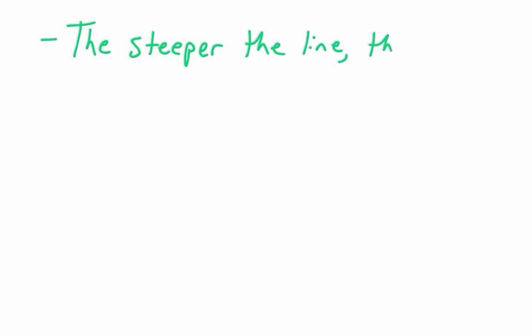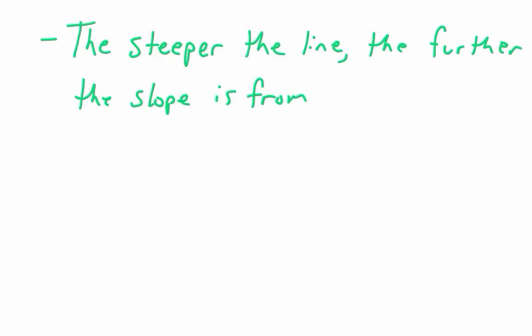Last bit is this here. The steeper the line, the further the slope is from 0. So the steeper the line, the further the slope is from 0. I'm just going to throw a bunch in here. If you know this, again, skip it if you want to, but something like this: small slope, big slope.